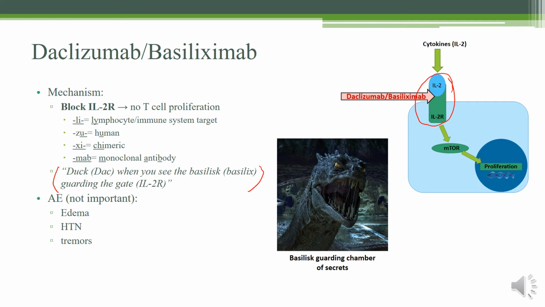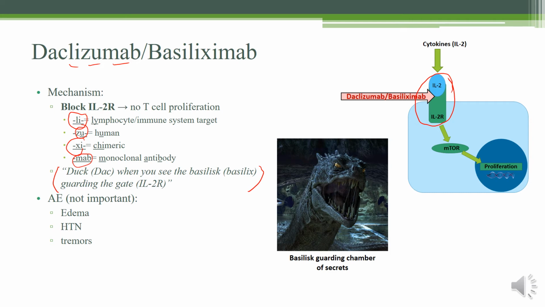Now here's just a way that we can learn a little bit about monoclonal antibodies. They can be broken down into different things based on their names. So the LI lets me know that it works on the immune system because LI stands for lymphocytic. The ZU, the U sound, is going to be human, and the XI means chimeric. XI is pronounced chi in Latin or Greek, and so you think of chimeric. And then MAB just stands for monoclonal antibody. So that kind of helps me narrow down how it works.